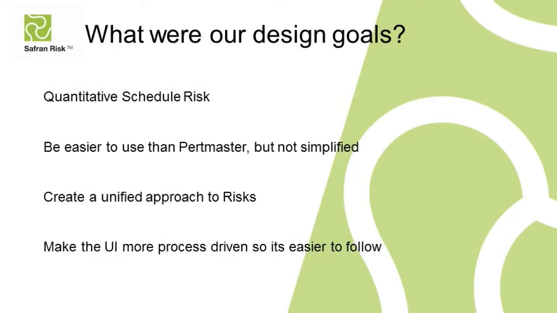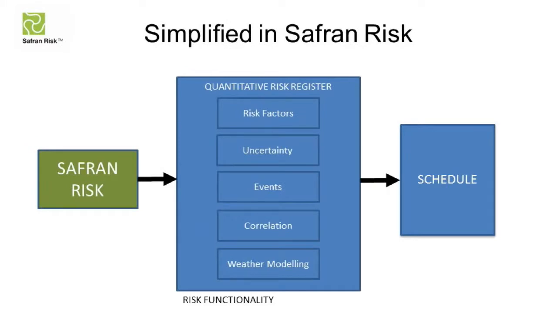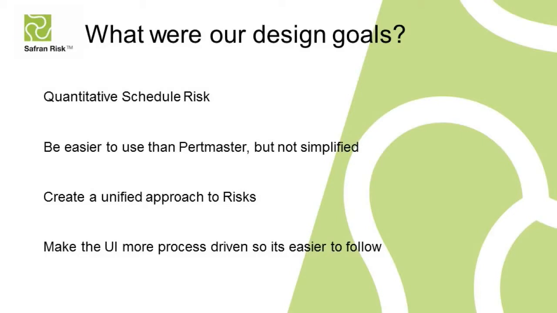Now, what I mean by that is, for example, in Pertmaster, as I mentioned before, you had all these potentially conflicting ideas, like risk factors. In Safran Risk, there is just one quantitative risk register, and that contains all of the risks and uncertainty, events, factors, weather modeling, correlation. It's all defined in one place, which makes it a much more coherent and, I guess, grown-up way of looking at the problem. And ultimately, to make it easier to use, we really wanted the UI to be much more process driven, so you knew where you were in the process at any one time.